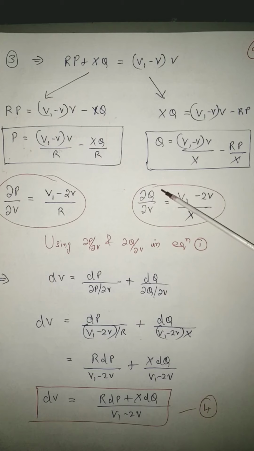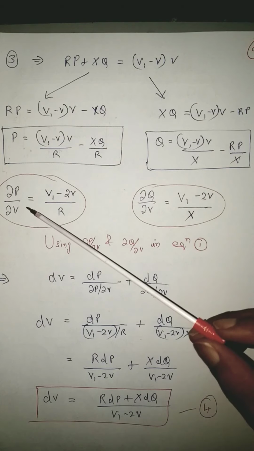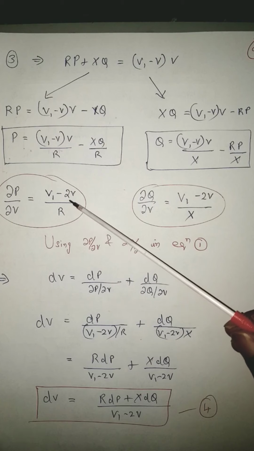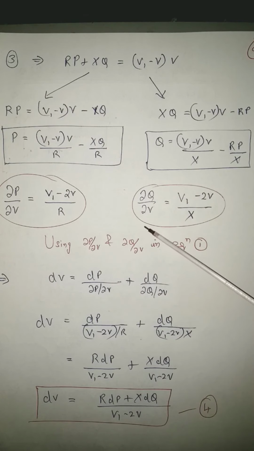And here, the partial derivative of Q with respect to V gives (V1 minus 2V) divided by X. Since it's a partial derivative, you very well know that since it is taken with respect to V, here you have a constant, so it becomes 0. Here also you have constants, so it becomes 0. So dou P by dou V, we have got as (V1 minus 2V) by R. Dou Q by dou V is equal to (V1 minus 2V) divided by X.